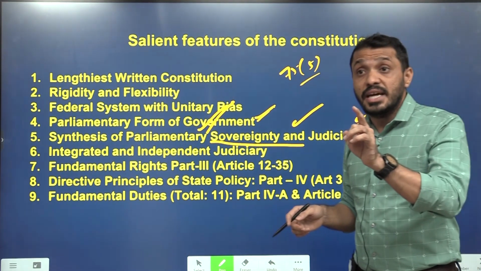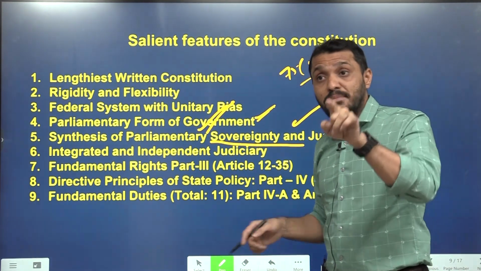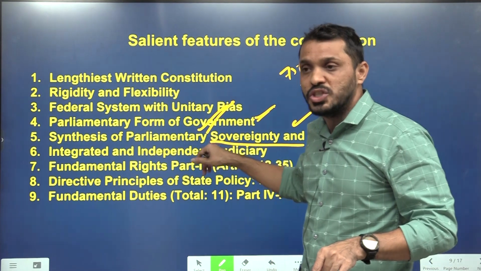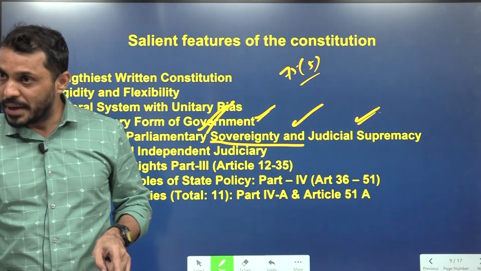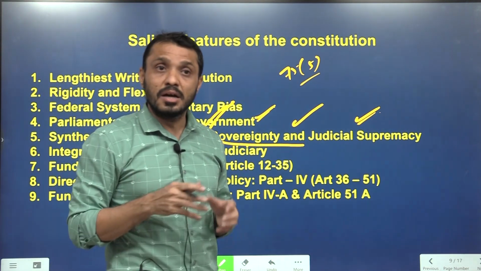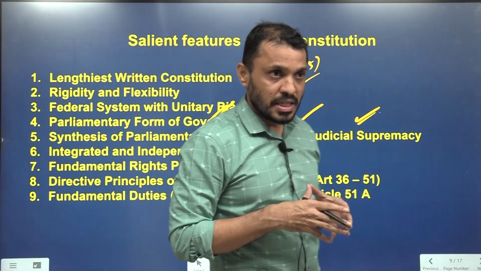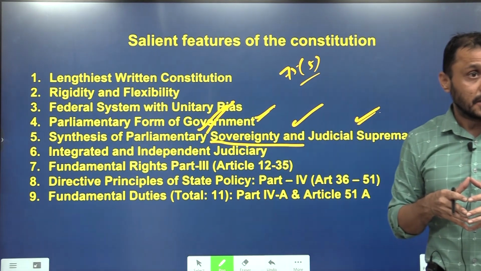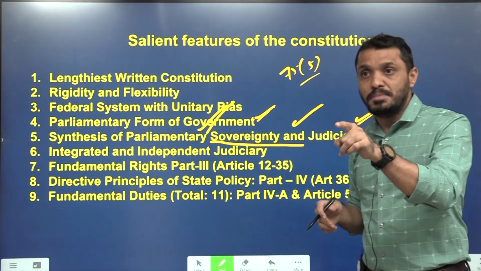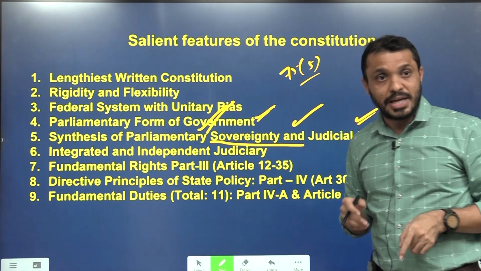Even the judiciary can review a constitutional amendment done by the parliament. Recently, the judiciary reviewed the 103rd Constitution Amendment Act, and the Supreme Court upheld it. It said it is okay. Whereas the 99th Constitution Amendment Act was reviewed by the Supreme Court, and the Supreme Court struck it down. That was related to the NJAC.